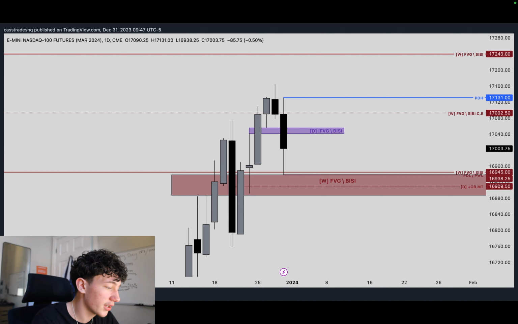But yeah, that's all we've got on the daily chart. There's an order block here which I haven't marked out because it's just the high of this fair value gap slash BSC, so I don't need to do that.